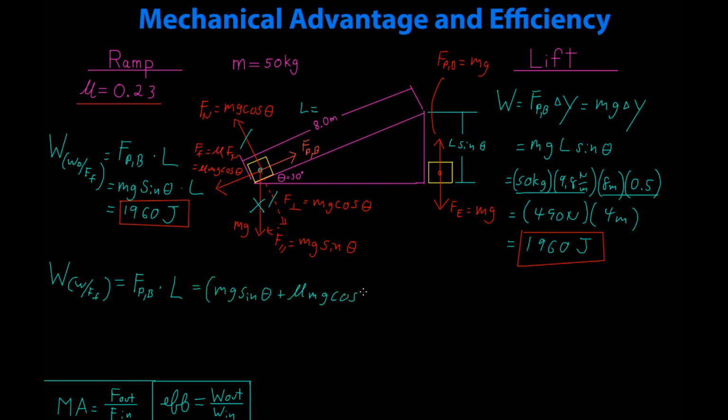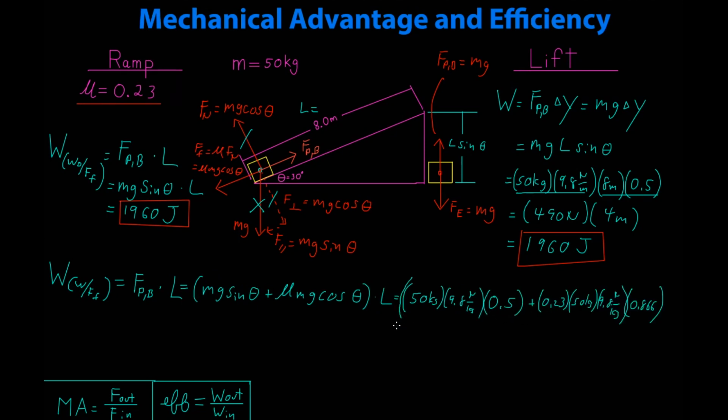That'd be mg sine theta plus mu mg cosine theta, times L. 50 kilograms times 9.8 newtons per kilogram times 0.5, plus 0.23 times 50 kilograms times 9.8 newtons per kilogram times 0.866, which is cosine theta, times the 8 meters, because that's the length up the ramp.